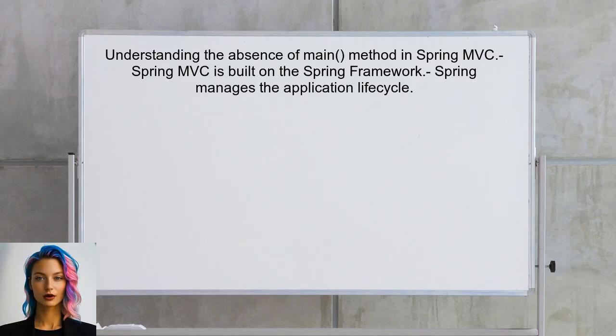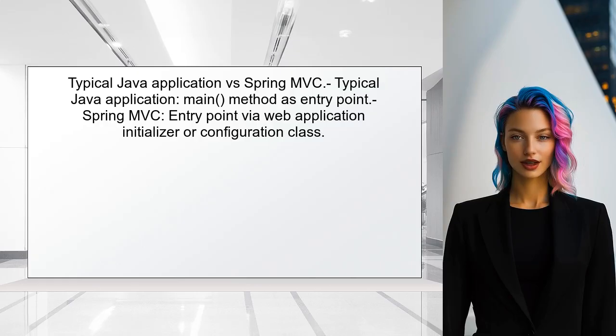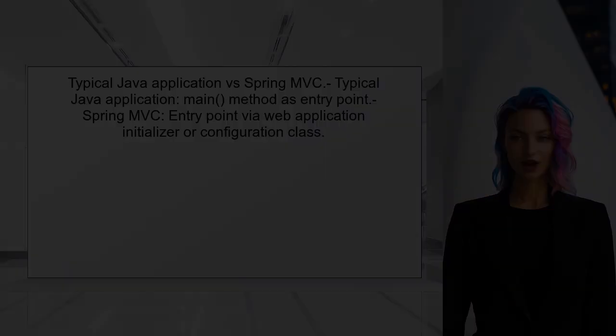To understand the absence of a main method in a Spring MVC application, the user should first recognize that Spring MVC is built on the Spring framework, which manages the application lifecycle for them. In a typical Java application, the main method serves as the entry point. However, in Spring MVC, the framework provides its own entry point through a web application initializer or a configuration class.